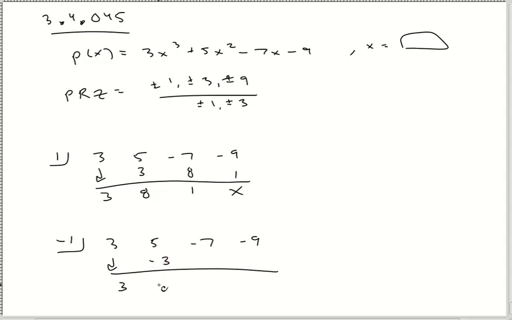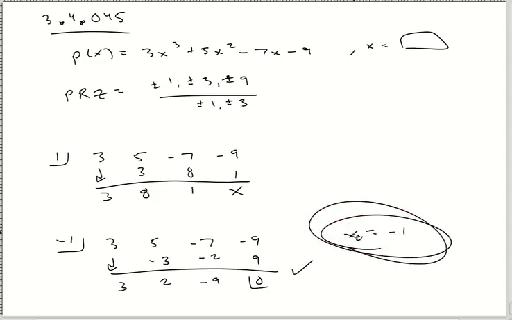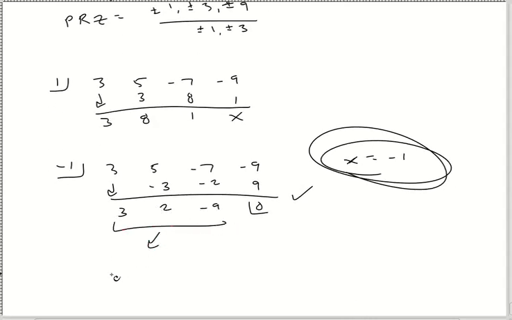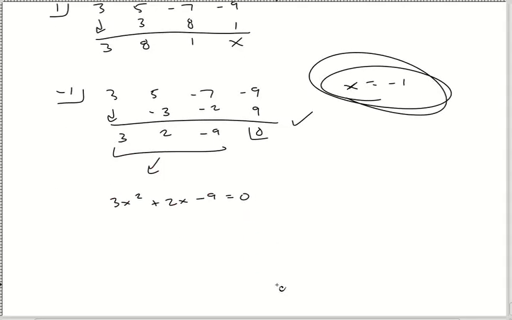So negative 3, 2, negative 2, negative 9. 2 negatives make a positive 9. Aha! So x equals negative 1 for sure. That's one of my answers. What are we left with? Well, I got 3x squared plus the 2x minus 9 equals 0. I'm wondering, well, now what do I do now?